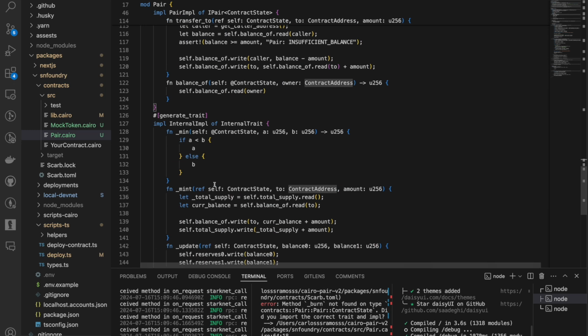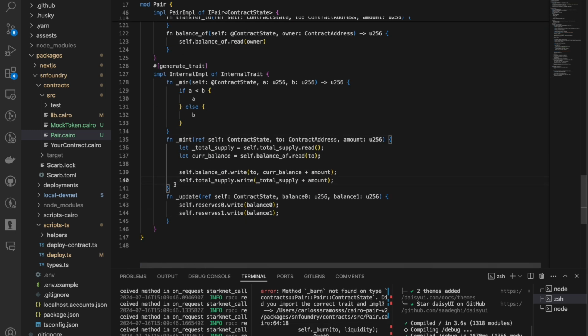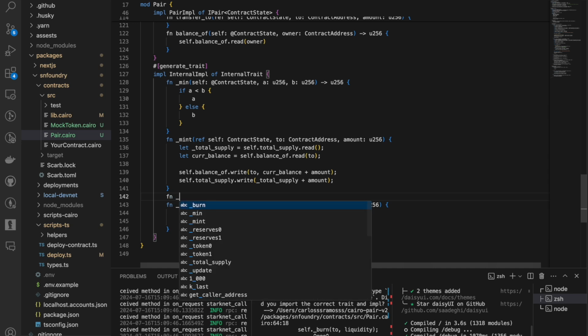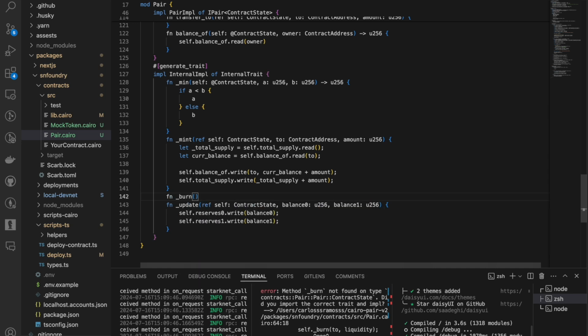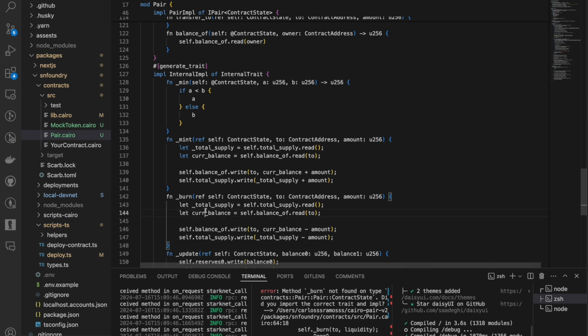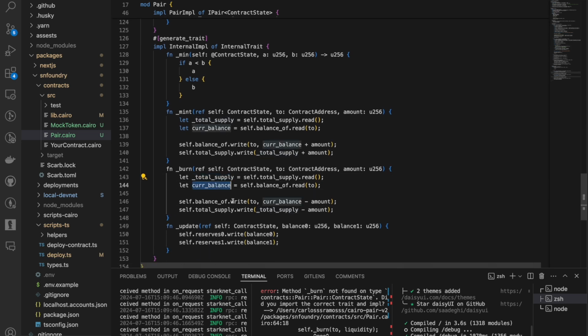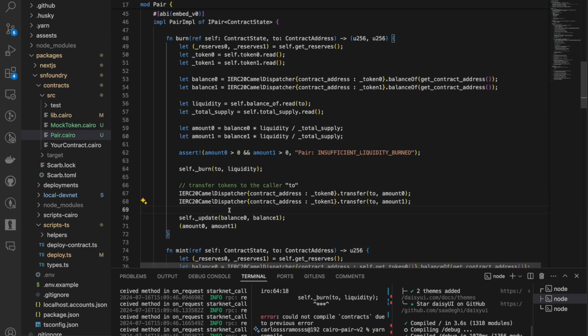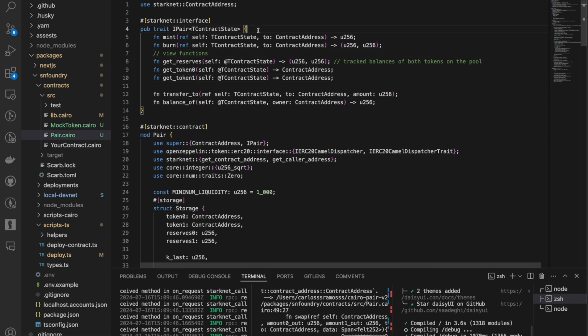Okay, we need to define our function burn. It's going to be very similar to what mint does. So it reads the supply, the balance, and then updates by subtracting both of them. That's it. Okay, so now we have a burn function, and we are missing the one and only swap function. Let's write it down here.